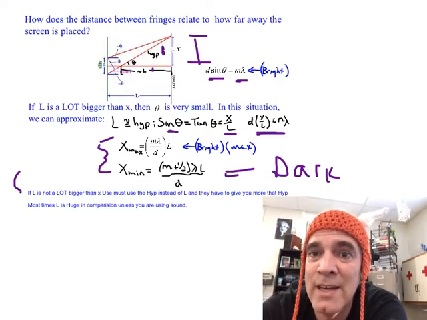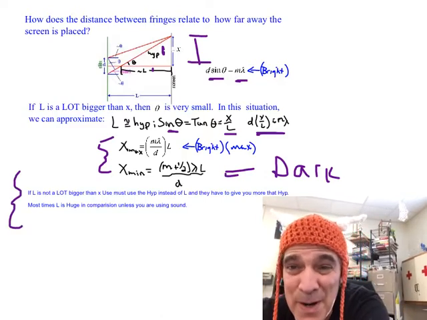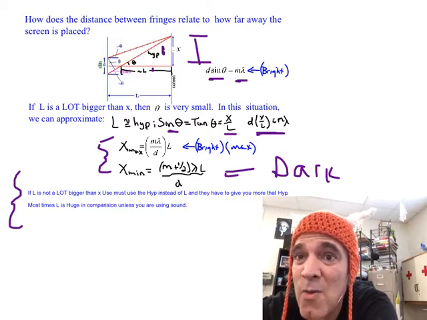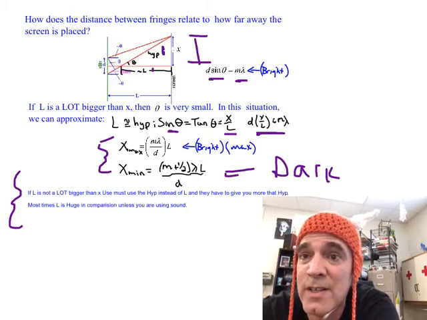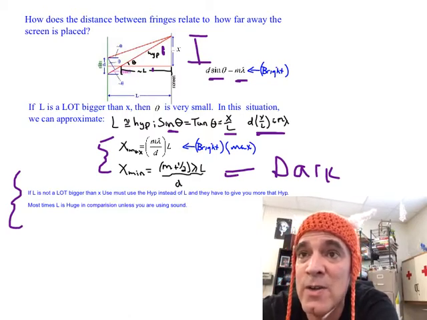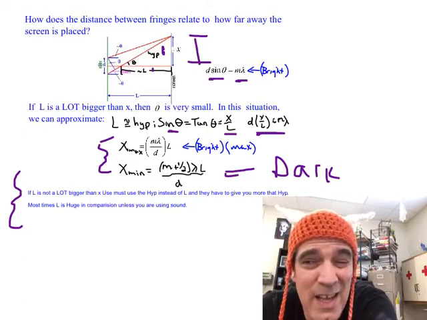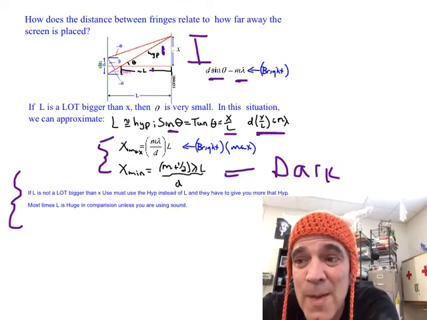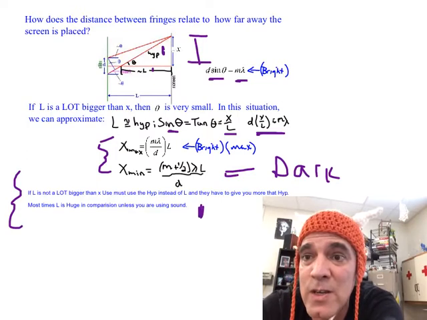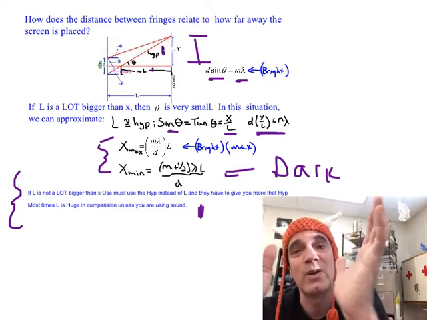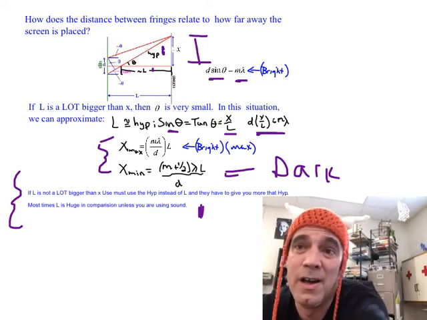Now sometimes we can't do that. If L is not a lot bigger than x or D, then we have to use our trig functions to find the hypotenuse that we know. Use the hypotenuse we know to use tangent instead of sine. Makes a little bit more steps, but it's not that hard. And most times you do that is when you use sound instead of light, because in sound you can have wavelengths that are long compared to the distances that you can have.